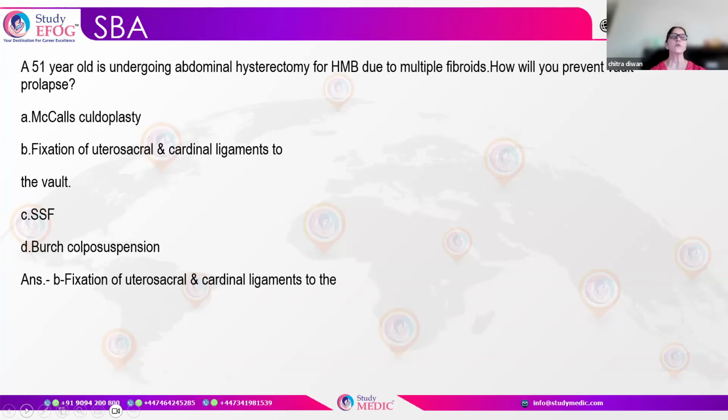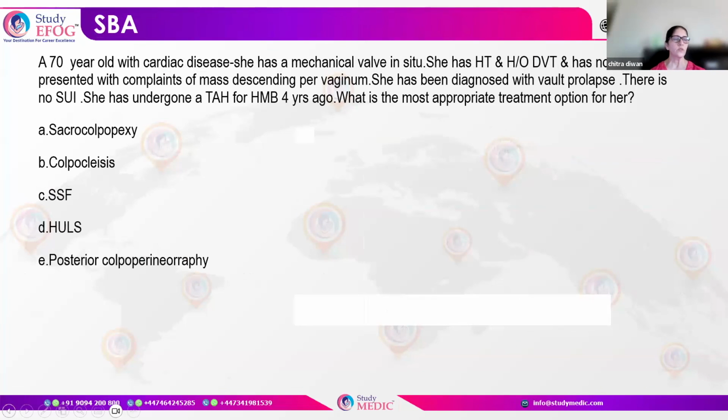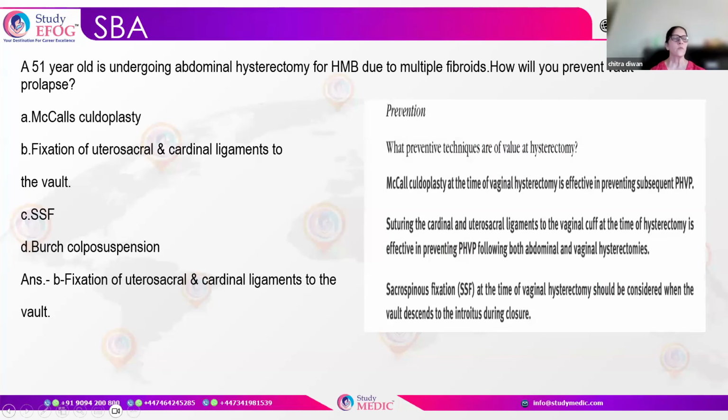So here, remember, she is undergoing an abdominal hysterectomy. McCall's is done whenever you are doing a vaginal hysterectomy. Sacrospinous fixation is for post-hysterectomy vault prolapse, or when you are doing a vaginal hysterectomy. Burch colposuspension is done for other procedures. It is not something that is done to prevent post-hysterectomy vault prolapse. So here, fixation of uterosacral and cardinal ligaments to the vault is the procedure that is going to be most helpful for her. Okay.